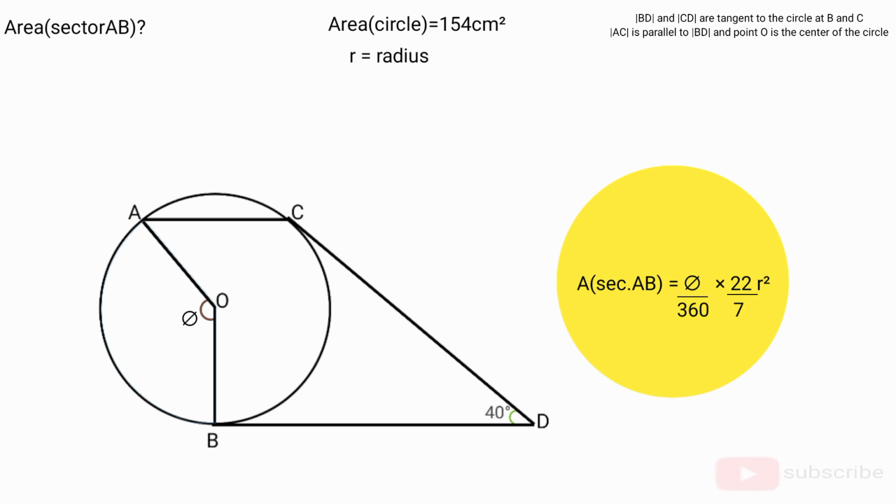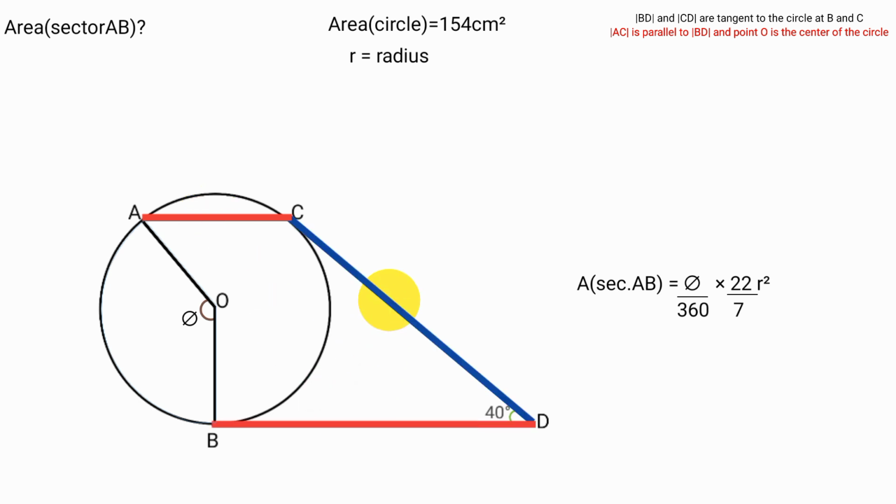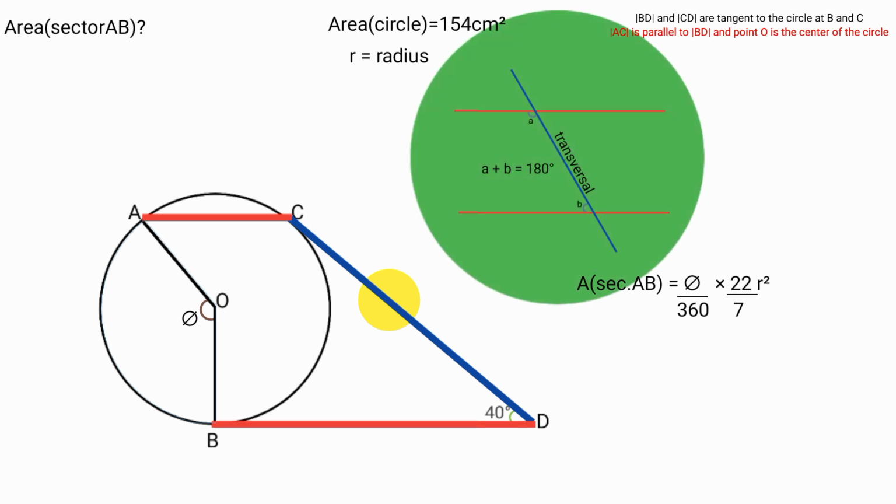If you look, since this line AC is parallel to this line BD and this line CD is intersecting both, we know that if any two parallel lines are intersected by a transversal, the sum of angles formed must be equal to 180 degrees. And that implies that this and this angle here must sum up to 180 degrees. So since this is 40 degrees, this must be 180 degrees minus 40 degrees, which equal to 140.